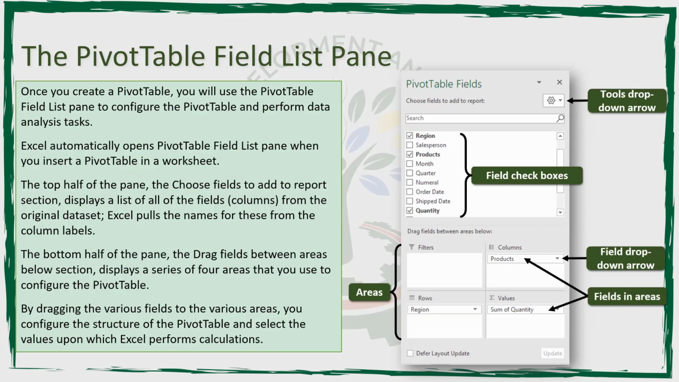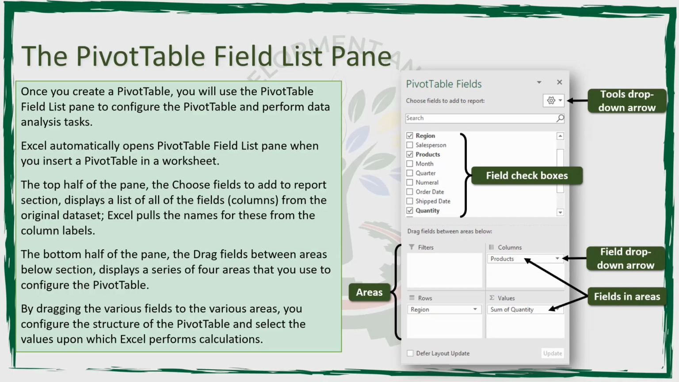The bottom half of the pane, the Drag Fields Between Areas Below section, displays a series of 4 areas that you use to configure the pivot table. By dragging the various fields to the various areas, you configure the structure of the pivot table and select the values upon which Excel performs calculations.